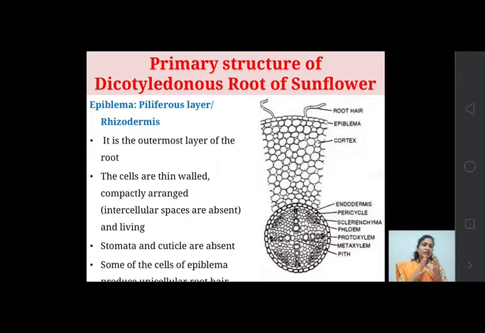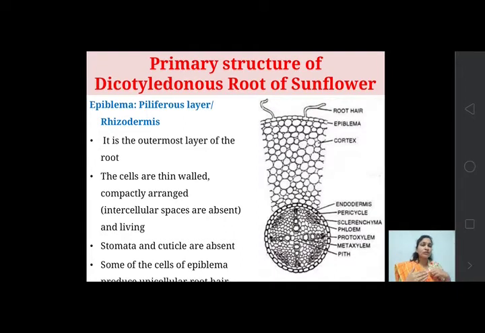Some of these cells of the epiblema produce a unicellular hair-like structure that is known as root hair, and these root hairs increase the surface area for water absorption. When they are present in more number, they increase the surface area and absorb more water from the soil, and it is translocated to the upper part of the plant body.